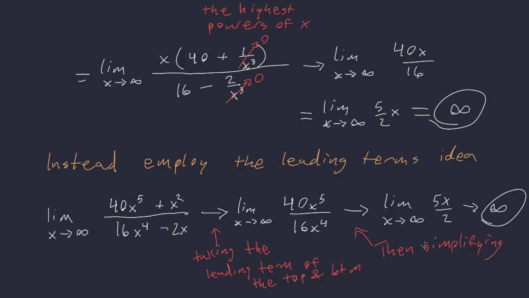Now the thing to note here is, of course this is an infinity over infinity case, but the top is x to the fifth, the bottom is x to the fourth. The top goes to infinity faster than the bottom.